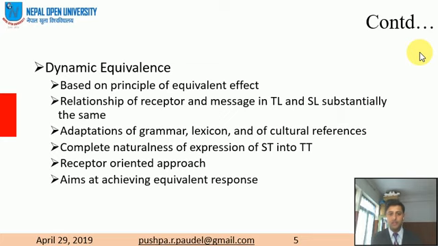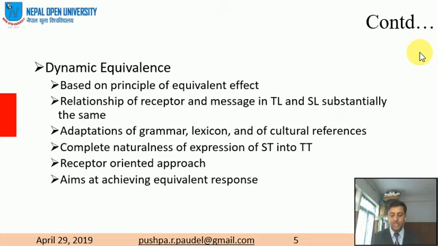Now, let me talk about dynamic equivalence. Dynamic or functional equivalence is based on what Nida calls the principle of equivalent effect, where the relationship between receptor and message should be substantially the same as that which existed between the original receptors and the message.